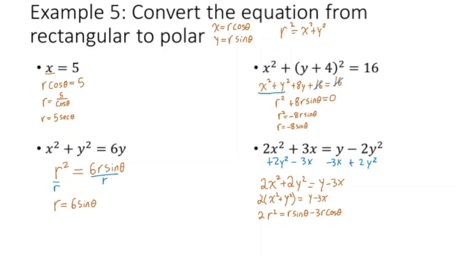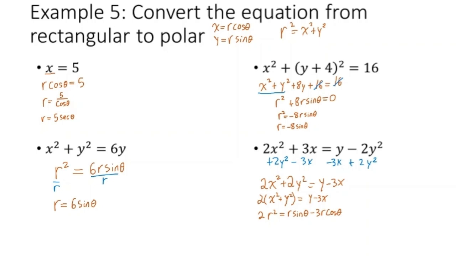I knew that the x would be replaced with r cosine theta and the y would be replaced with r sine theta. Since we're trying to isolate r, it helps to get all of our thetas on one side. And if you know a term is going to be converted to an expression in terms of theta, it helps to move it over preemptively so they're all on one side.